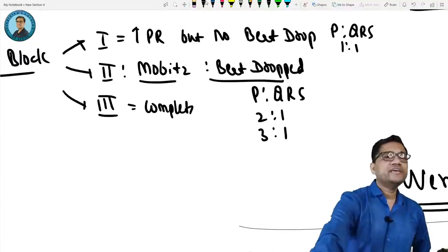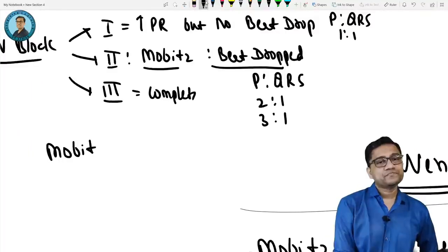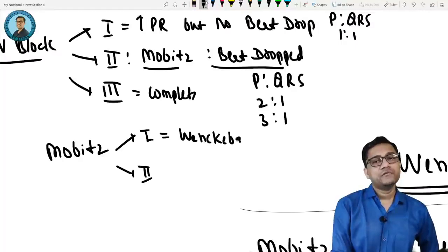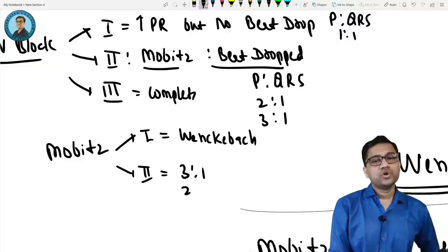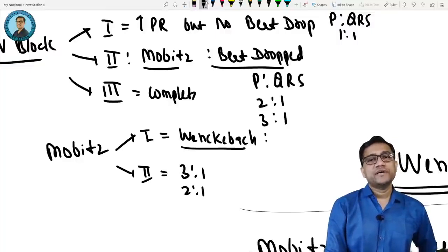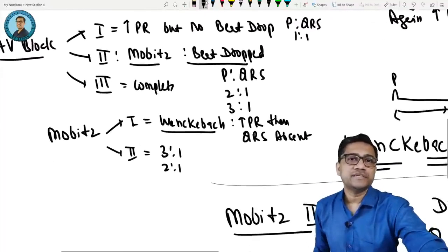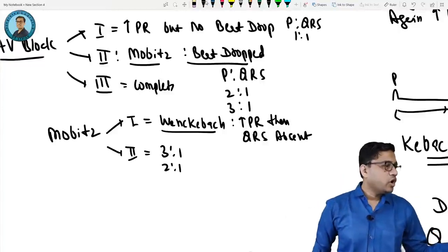Clear? And finally, a very important thing for that. What is Mobitz 1 and 2? 1 is Wenckebach. And 2 is just Mobitz. There is 3:1 or 2:1 block. Here what happens? Increase PR, then QRS absent. Are you clear? So this is the summary of what? The blocks. Are you clear? So summary of all the blocks.